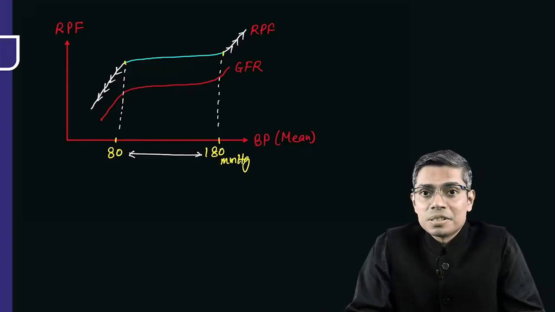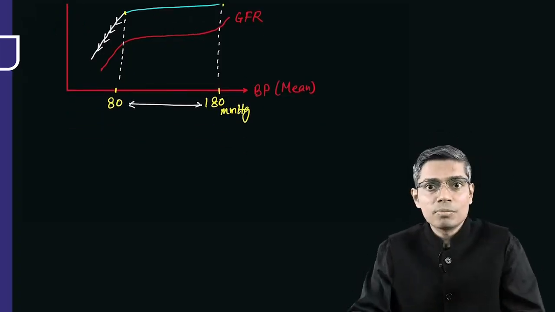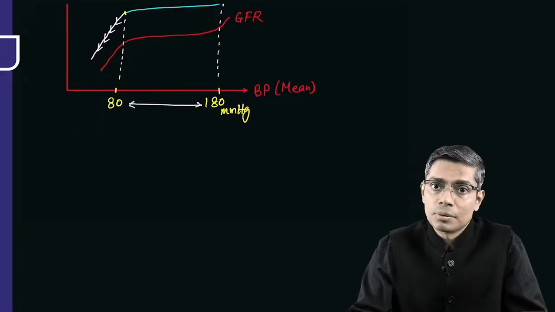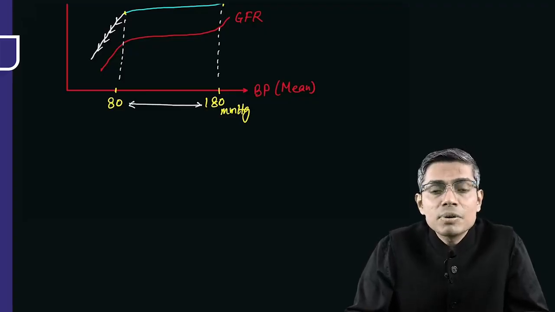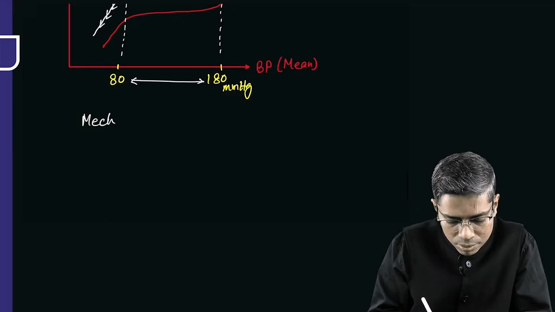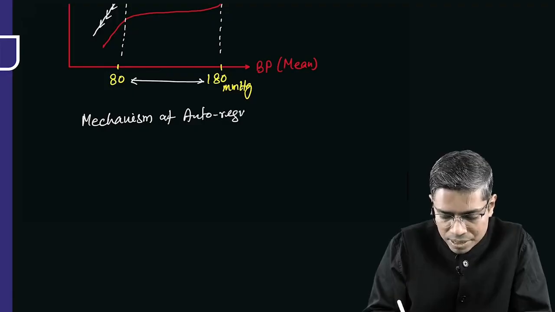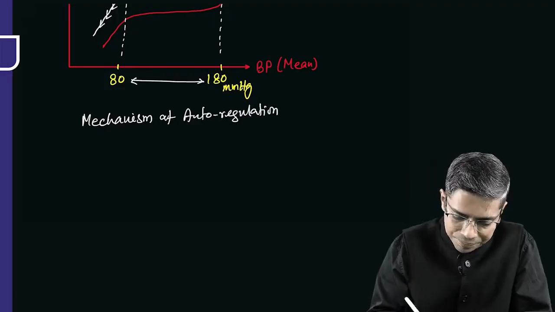Okay. But the question is, what is the mechanism? If I ask you, the kidney is maintaining its own blood flow, it has a strong auto-regulation, well and good. But what is the mechanism? How is it doing that? So, mechanism of auto-regulation.